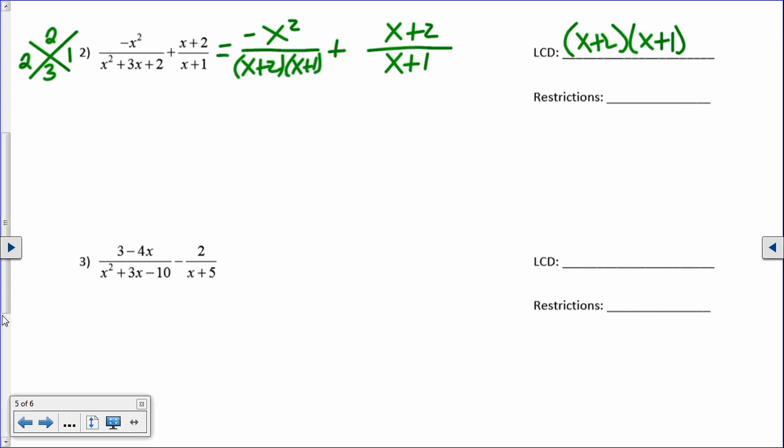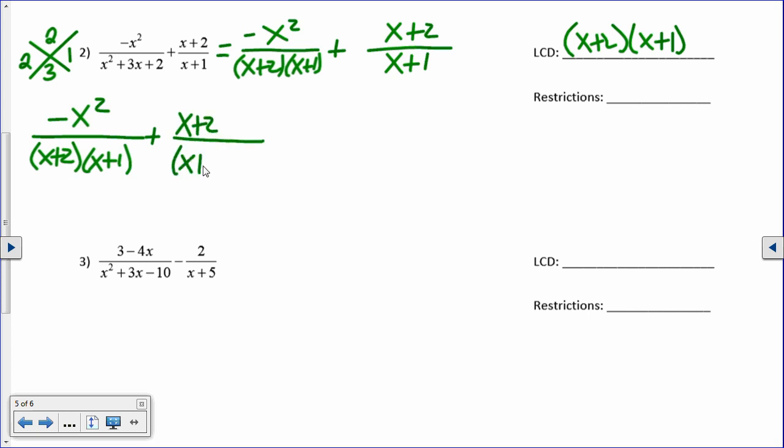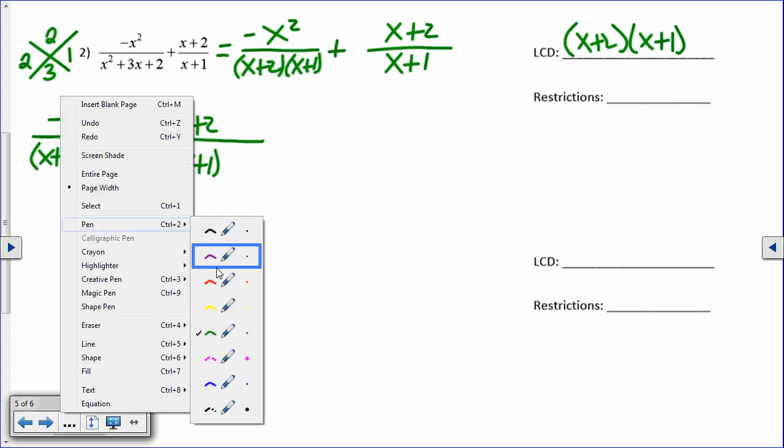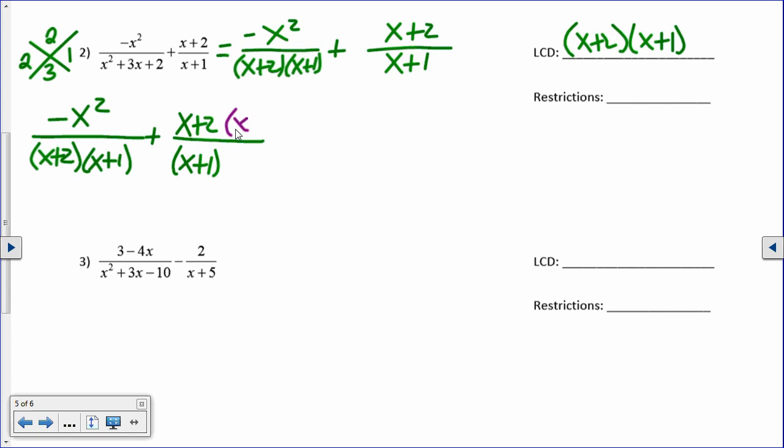I'm going to start over here and it's going to snake its way across the page, right? So the first fraction's okay, so I'm going to write that down. You don't have to change the fraction that already has the common denominator. Okay, you don't have to change that. However, what was missing from the second fraction? An x plus 2. So I'm going to have to multiply top and bottom. I'm going to change colors. So we're going to multiply top and bottom times that piece that was missing, which was the x plus 2.